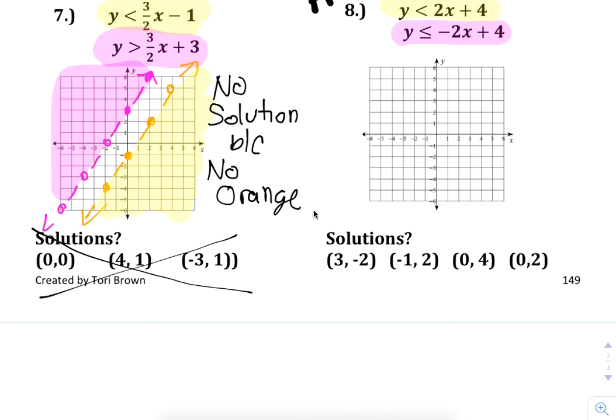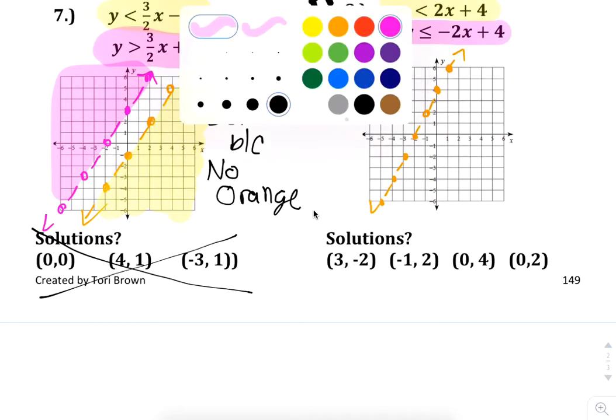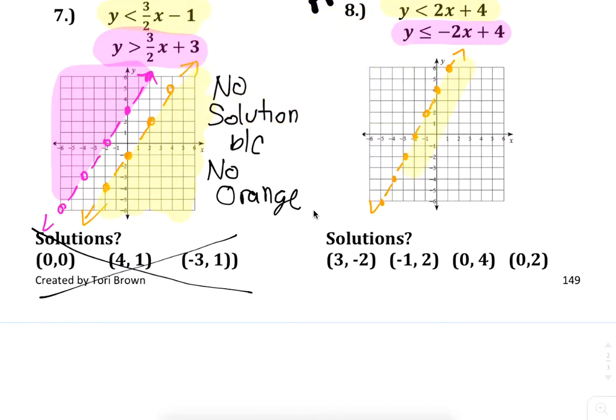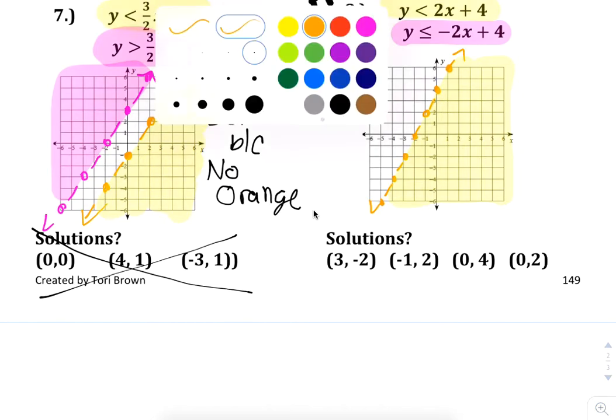Okay, let's try number 8. Remember, you can pause anytime you need more time to graph it. Problem number 8, we're going to start at 4, rise 2, run 1. We have a dash one more time on this. And I'm shading less than that line. Okay, so those are all the points that are solutions for the yellow.